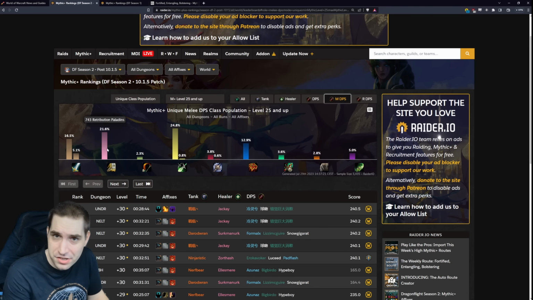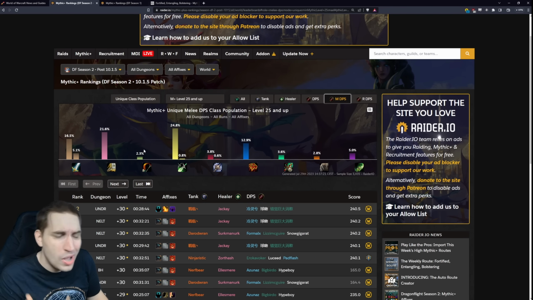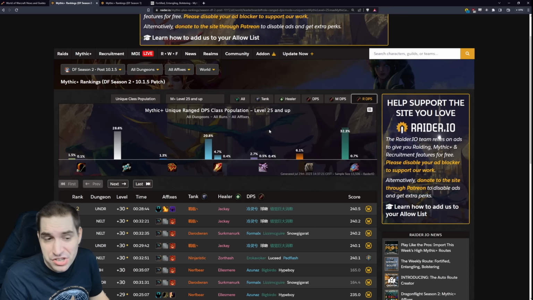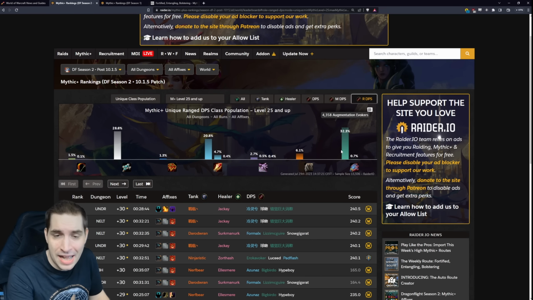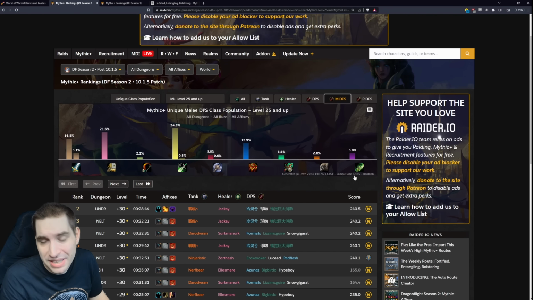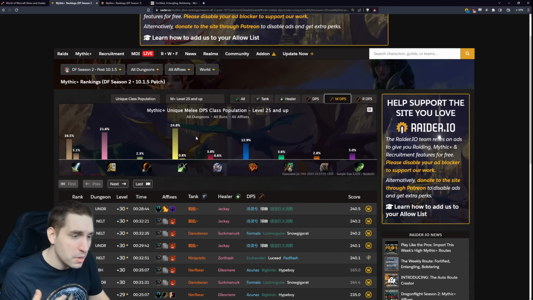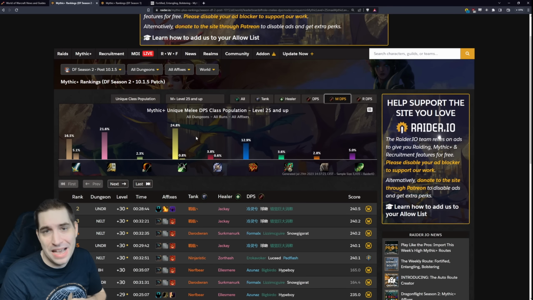You have like 4 specs being somewhat decent. Well, when you compare them to the ranged DPS and you compare them with their popularity, you have over 13,000 ranged DPS in high keys compared to 3,400 for the melee DPS. So we are talking about some 20% of melee DPS versus 80% of ranged DPS in keys.